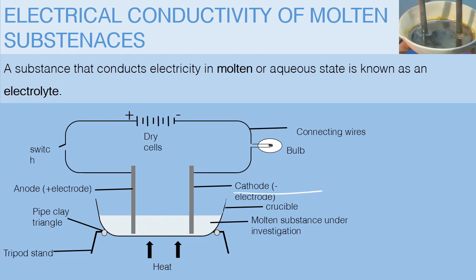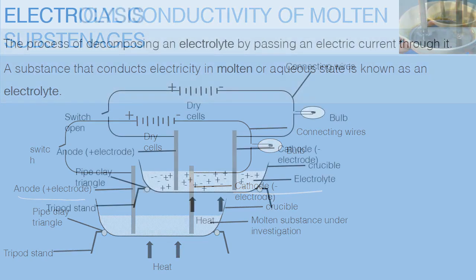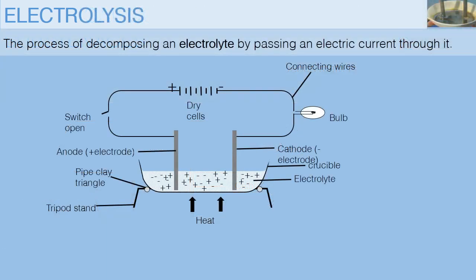Electrolysis. This is the process of decomposing an electrolyte by passing an electric current through it. The setup that we had for molten or aqueous substances is repeated here. Molten and aqueous substances that conduct electricity usually have charged ions. Some of the charged ions are positively charged, while others are negatively charged. And you remember, positively charged ions are known as cations, while negatively charged ions are known as anions.